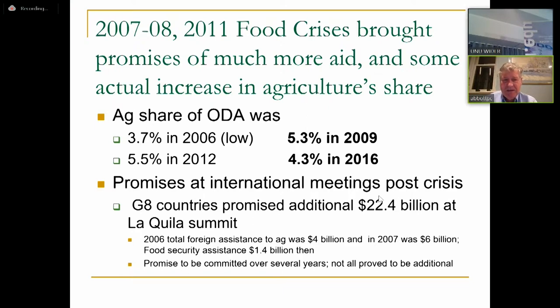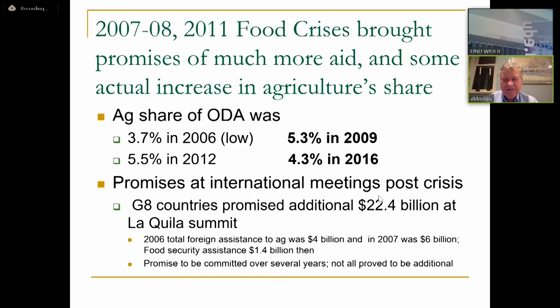Promises for this aid were large at the time. There were numerous international meetings, including the World Food Summit in 2008 and the L'Aquila G8 Summit in 2009. And at the L'Aquila Summit, the G8 countries promised an additional $22 billion in foreign assistance. As always, these promises were a bit vague. If you looked at the details, this wasn't to occur in 1 year. At the time, total foreign assistance to ag was about $4 billion.